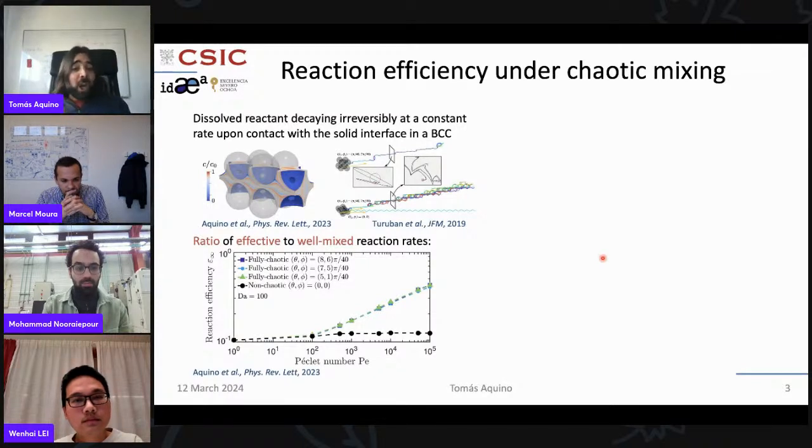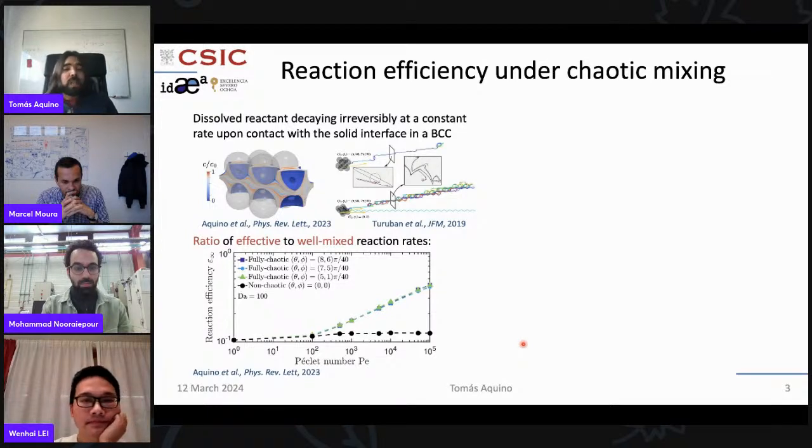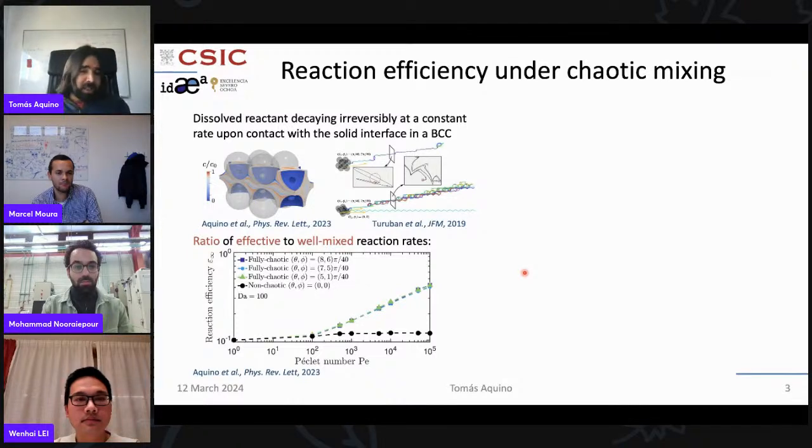Now, if you take a non-chaotic case, as I was discussing before, that's the black line down here, and you can see that there is virtually no effect of the flow. So as you increase the Péclet number, so the flow rate versus diffusion, let's say, you more or less maintain the same reaction efficiency. And this is just because, since the streamlines in this case are so regular, they don't really help you much in coming closer to the grain, right, to react. On the other hand, if you take orientations for which the flow is fully chaotic, which are the colored lines and the colored symbols here, you do get a significant effect at high Péclet number.